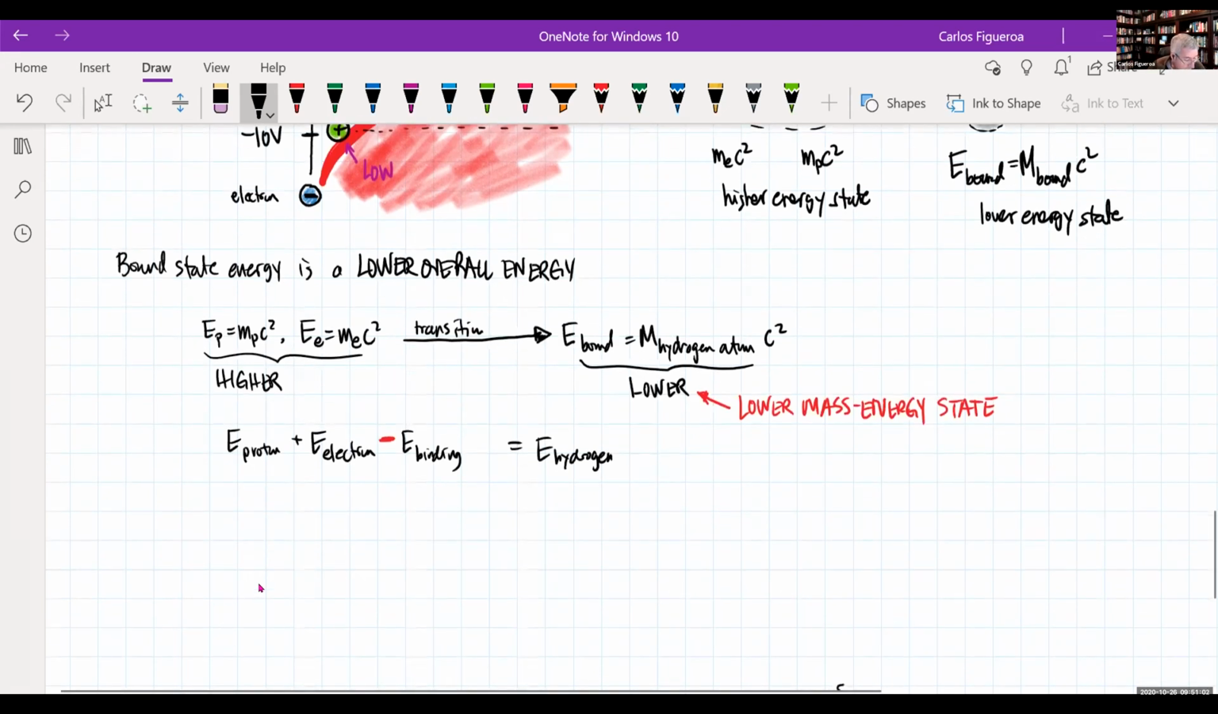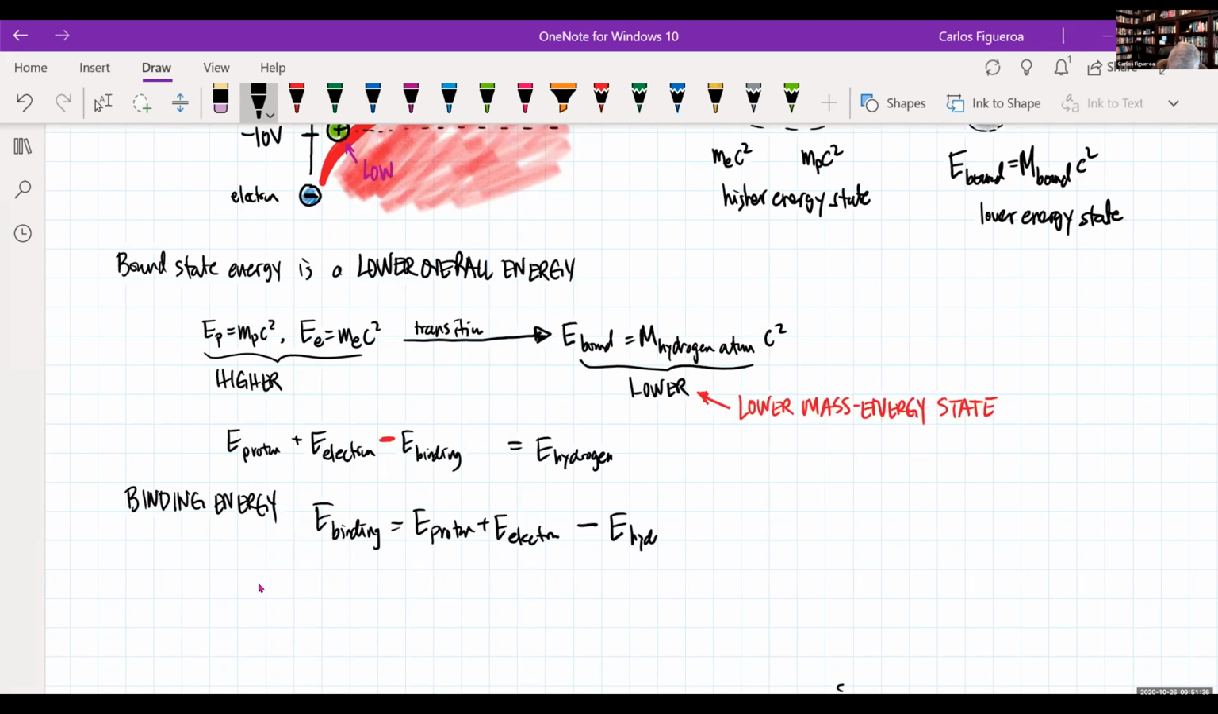So what do we really call the binding energy? So the binding energy, E of binding, then must be the energy of the constituents minus the energy of hydrogen. And so what you're seeing here is that if this thing is produced at rest, then this becomes the mass of the proton, the mass of the electron, the mass of hydrogen.